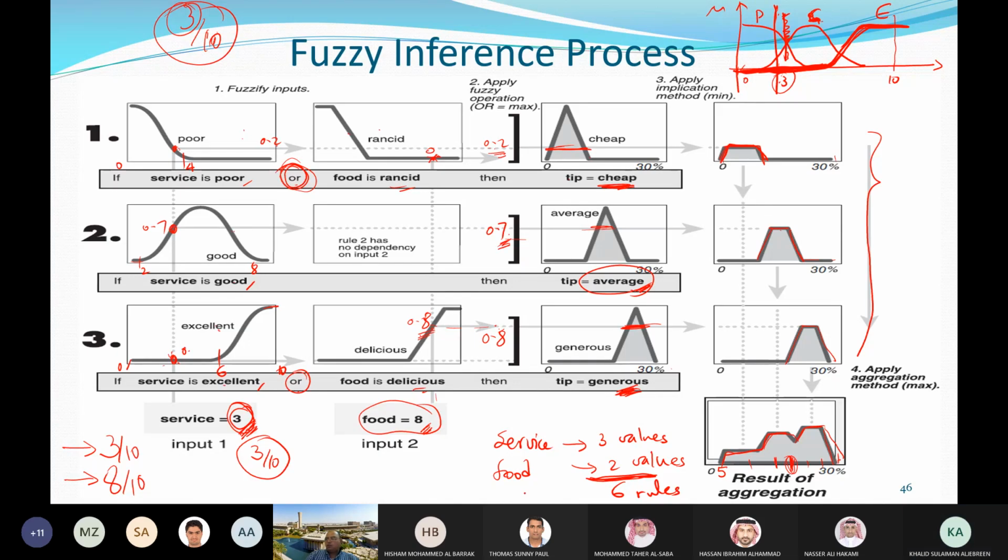But maybe based on your experience, based on your familiarity with the problem, you can say no, I can reduce this to 2-3 rules. For example, for this rule he said that if the service is good, regardless of the food quality, I will directly give an average tip. This is based on your experience.